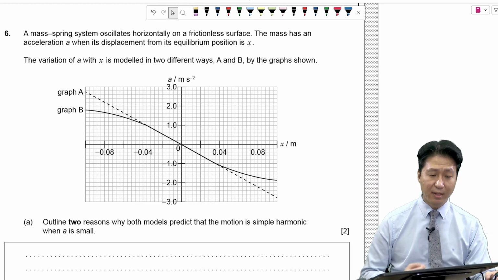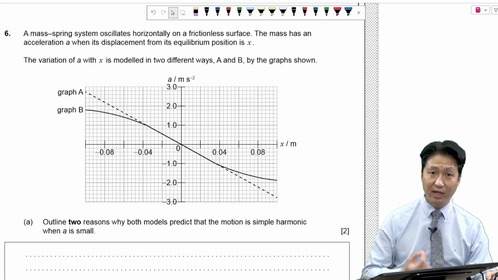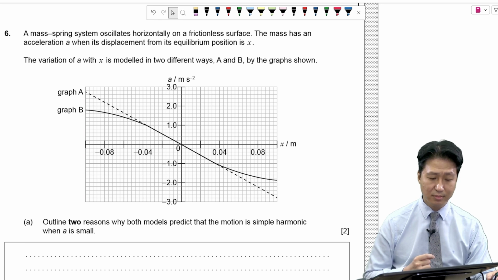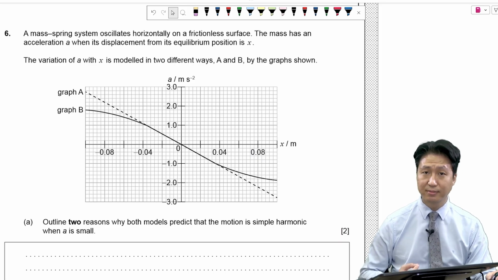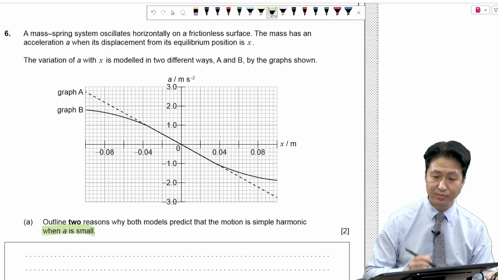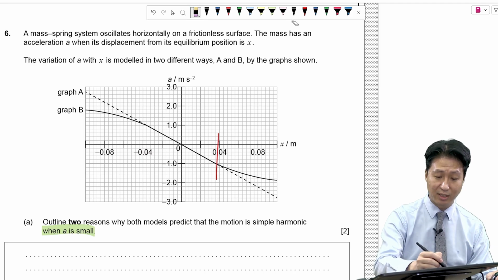For question number 6, a mass spring system oscillates horizontally on a frictionless surface. The mass has an acceleration a when its displacement from its equilibrium position is x. A variation of a with x is modeled in two different ways, A and B, by the graphs shown below. Outline two reasons why both models predict that the motion is simple harmonic when a is small. And here's the important statement. A is small, so you should limit your values to small values of acceleration around here in the center.